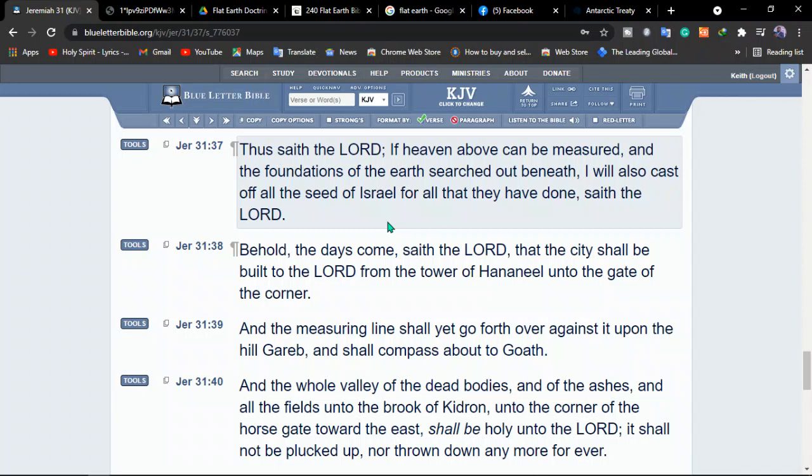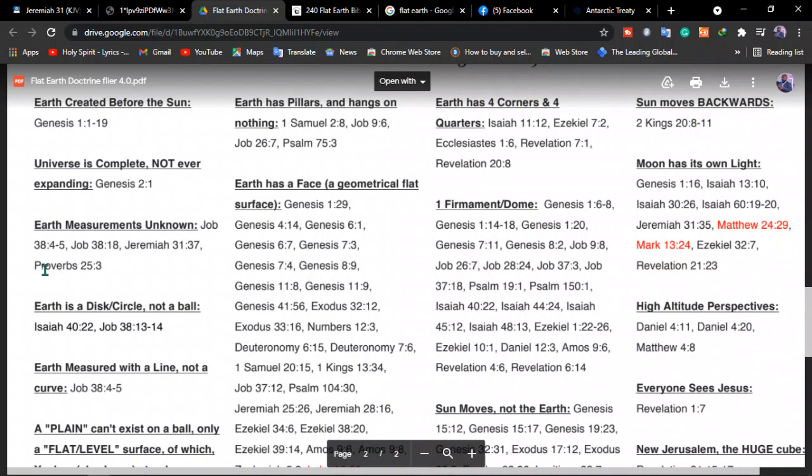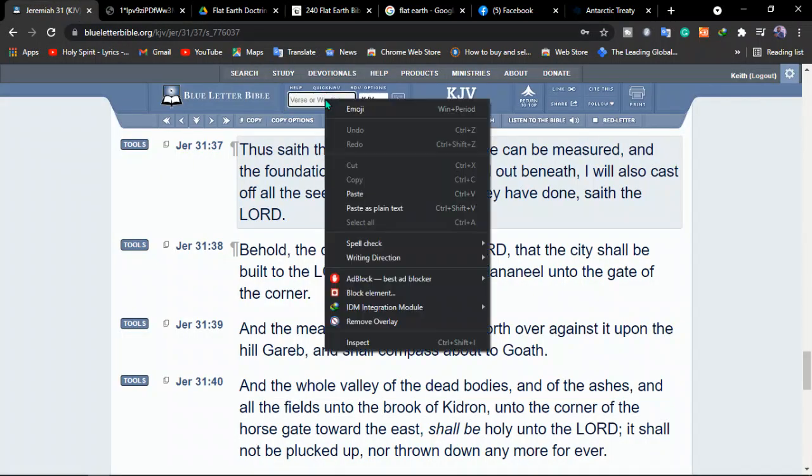If you're saying you can measure, then it means God did nothing. God is not wise, as he says. Then I will cast Israel out. I mean, even Israel was not even chosen. How are you trying to tell me you can measure the earth? It's like God is saying, you mean you want to tell me that you can measure the earth? How are you going to measure it? Do you have the power? Do you have the capacity?